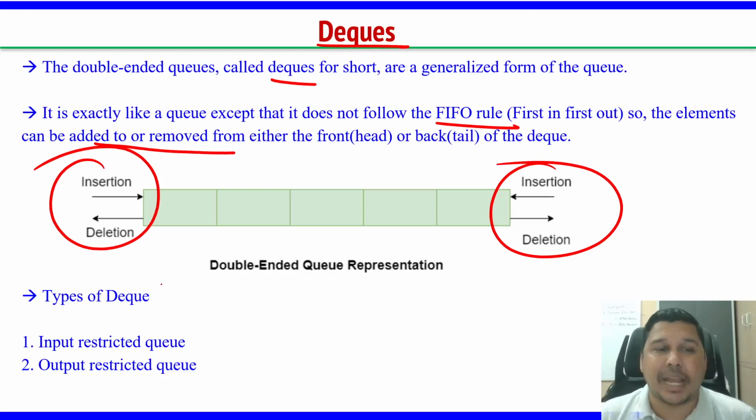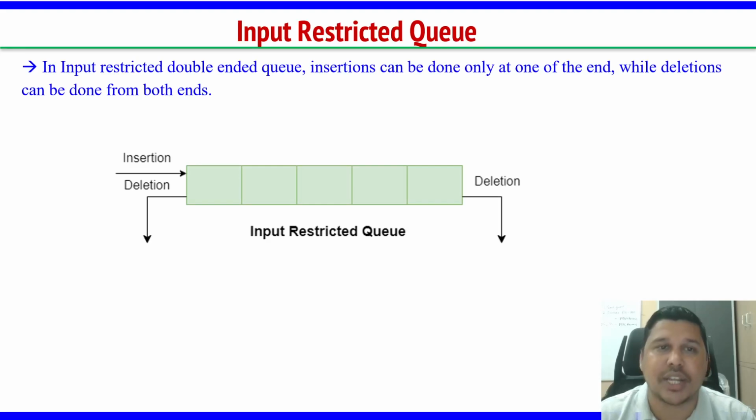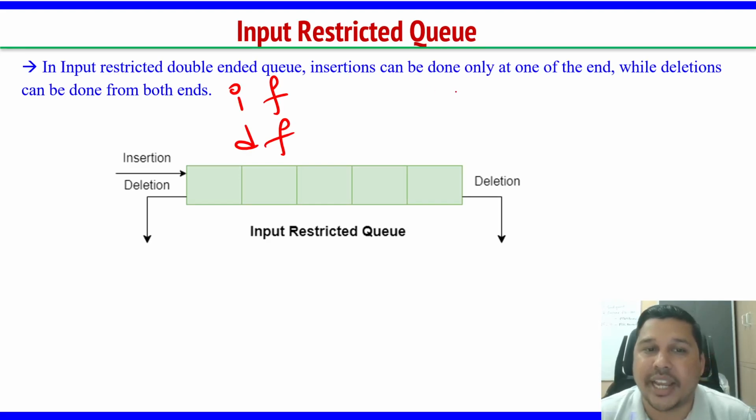There are two different types of DQs: the input restricted queue and the output restricted queue. Let's try to understand. In a normal double-ended queue, I can perform insertion and deletion at the front, and I can also do insertion and deletion at the end.